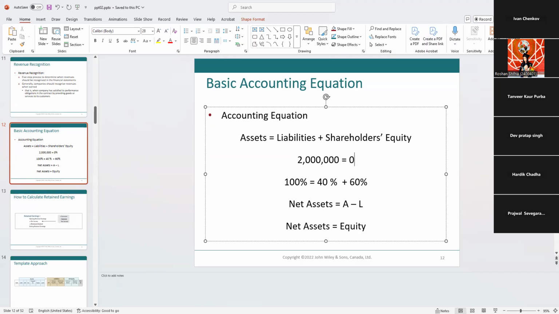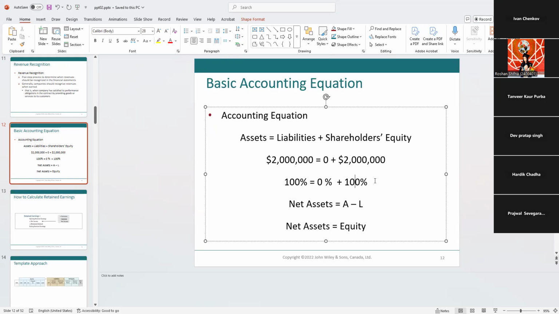Zero. And how much am I going to invest in my house? The entire amount, $2 million. So what's happened in this case? How much is my asset? Asset is 100%. How much is my liability? Zero. How much is my investment? 100%. Okay, that's if we have $2 million.